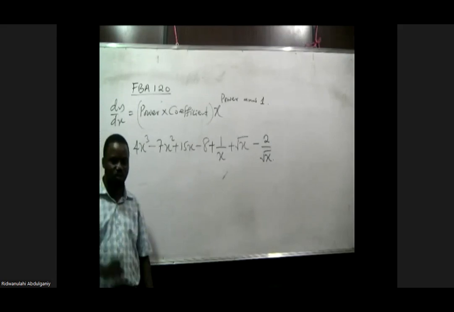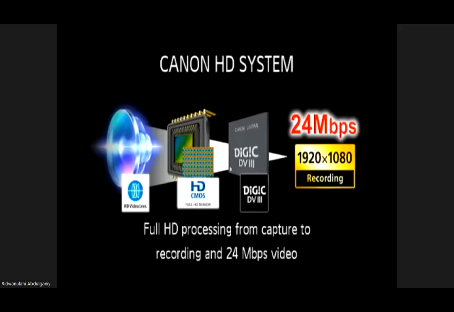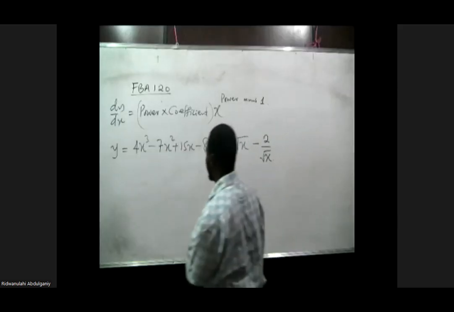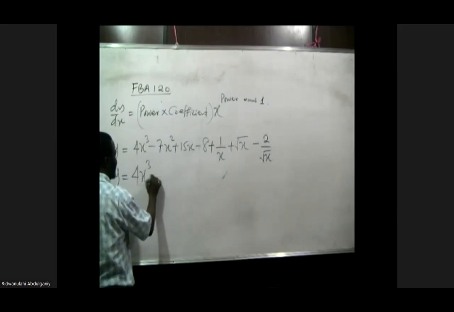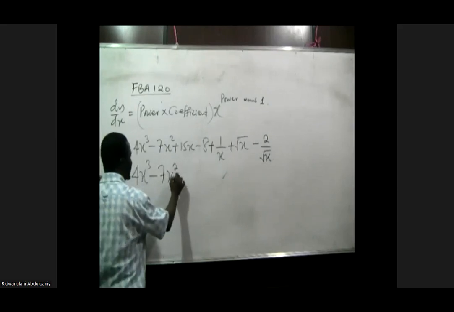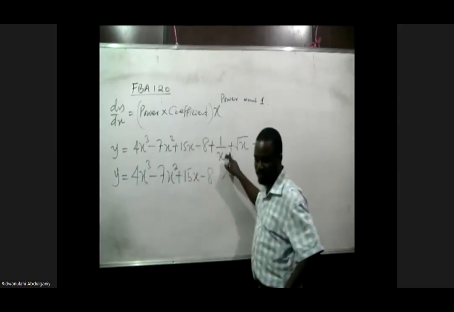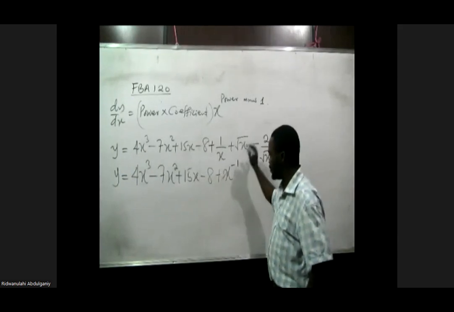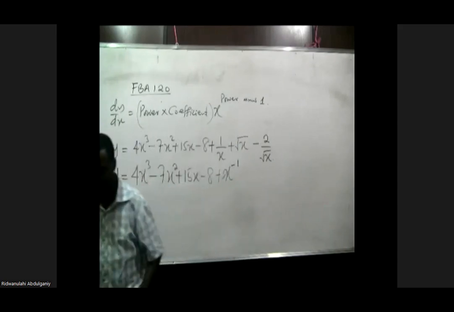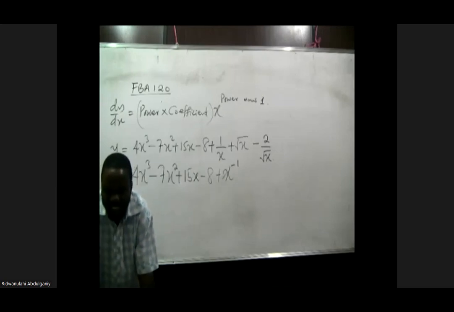Now, let us guide ourselves one after the other. The first thing you are going to do is to ensure that all our x carries power. All our x must carry power. So what do we do? I will write this one as y equals 4x raised to power 3, minus 7x squared, plus 15x minus 8. So this is where I will start from. By the law of indices, we make this one x raised to power minus 1. I have helped you at that point. It is never an assignment. We are going to solve it here together.